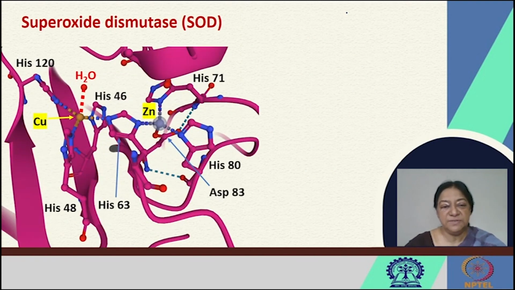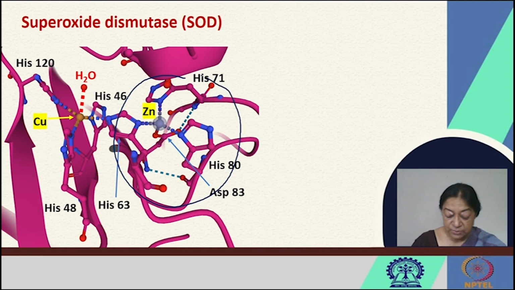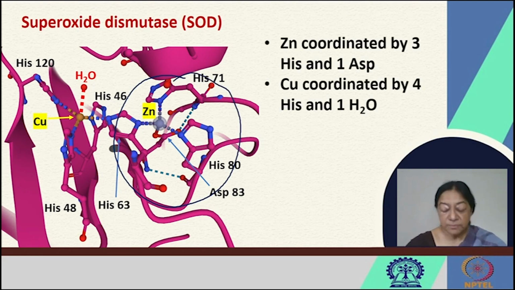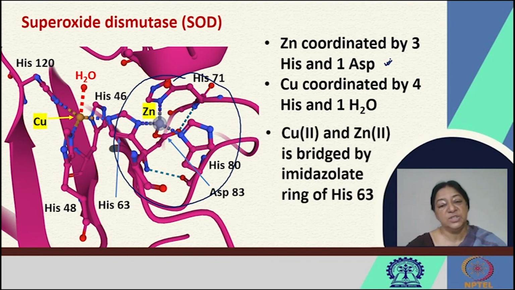So if we look at the specific active site, as we saw in metalloproteins, we have the coordinations through specific histidine residues and a specific activity due to this coordination. It is coordinated by 3 histidines and 1 aspartic acid. The copper is coordinated by 4 histidines and 1 H2O. So this is a copper zinc SOD, superoxide dismutase. And the copper 2 and the zinc 2 are bridged by the imidazolate ring of histidine 63 as shown here.